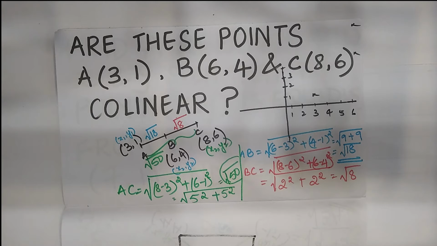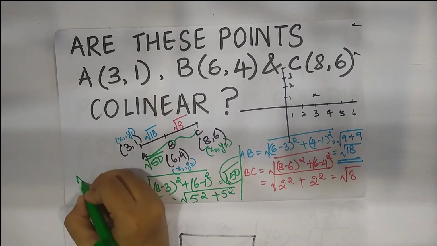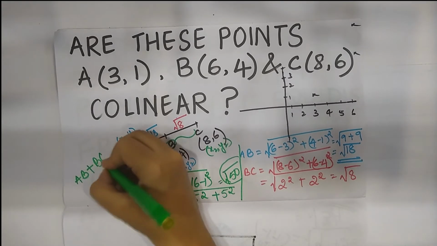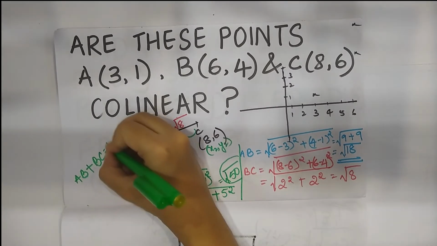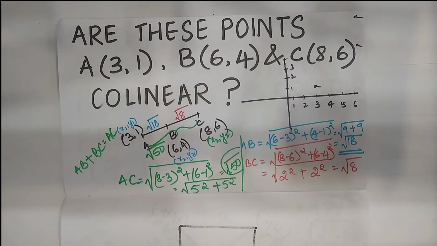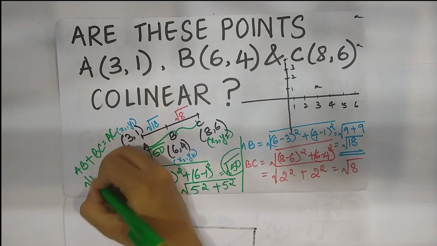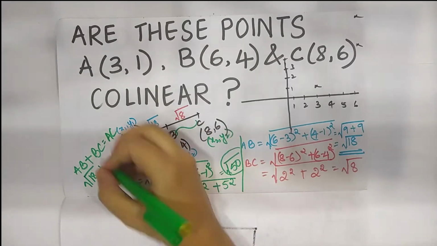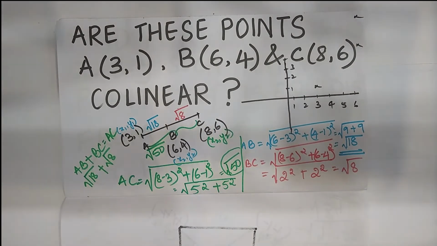Now let us see if the collinearity exists or not. So for that, what do we have to do? AB plus BC should be equal to AC. We know what is AB. AB is square root of 18 plus square root of 8.